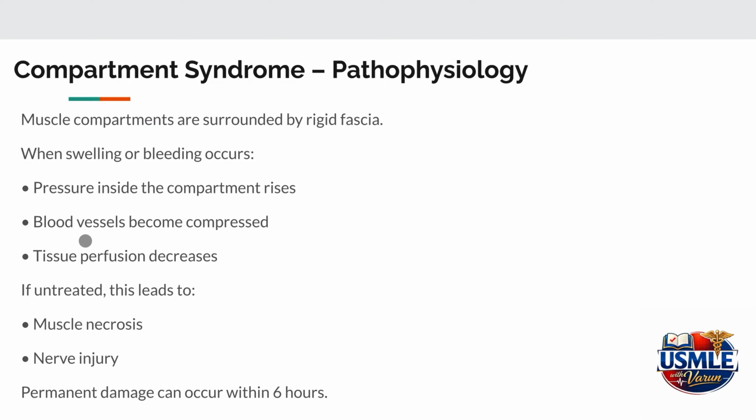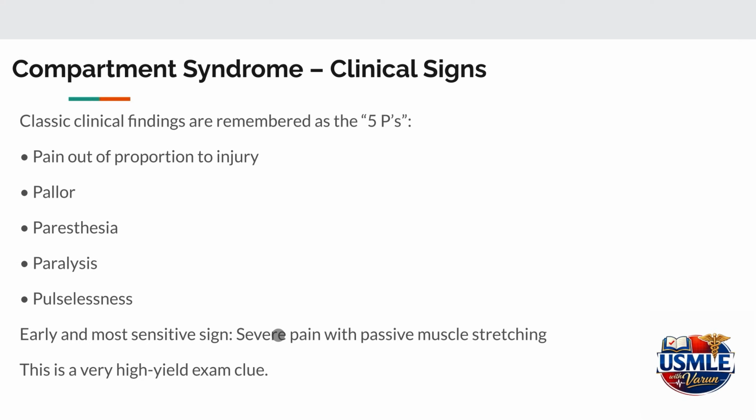Nerves are also highly sensitive to ischemia. Nerve damage is irreversible, so this is a very important thing to remember. Once nerve injury occurs, it is irreversible. Restoring perfusion is the key thing that needs to be done as an emergency procedure. Permanent damage can begin to occur within approximately 6 hours, which is why rapid recognition and treatment are very critical in compartment syndrome.